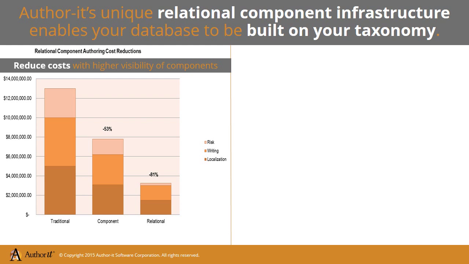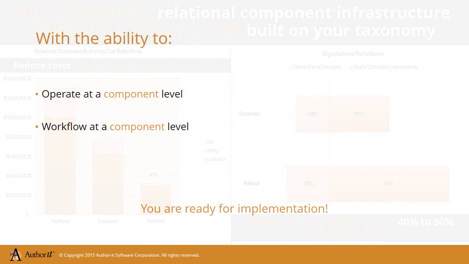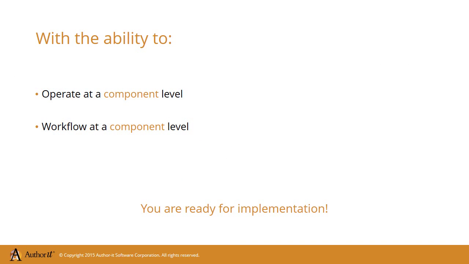The reason why we create those relational infrastructures is opening up the visibility to the components, the findability of the information, to the clients. To me, that is the key. It's how I've seen clients go from an industry best of 40% to a shattering 80% reuse. It was through these mechanisms. Having the ability to operate at a component level or an object level was critical, as was being able to workflow at an individual component level.